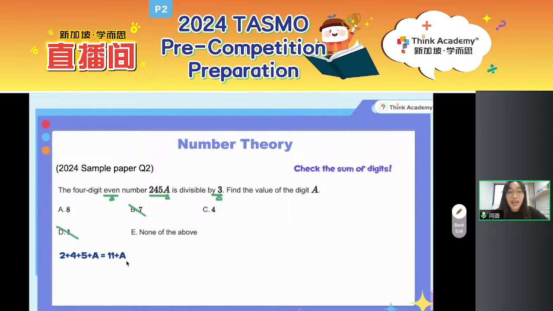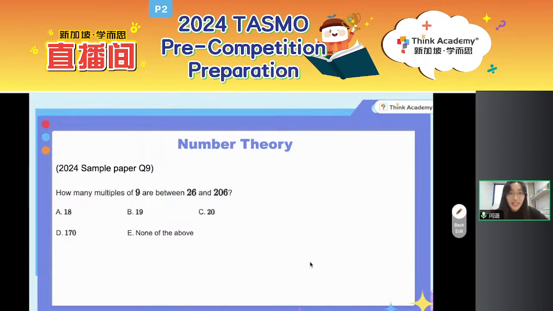Okay, 11 plus 8, then you will get 19. Okay, is 19 divisible by 3? No, you will get a remainder. Okay, and then let's check. What about the 4? 11 plus 4, that is 15. So is 15 divisible by 3? Yes or no? Yes. Okay, so here we can check the answer. That is C. Okay, correct.